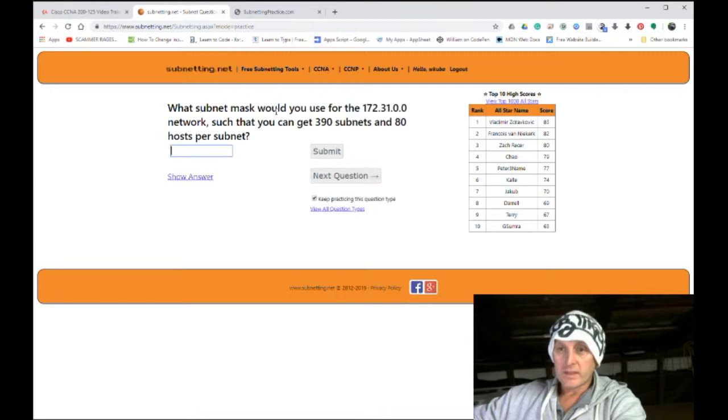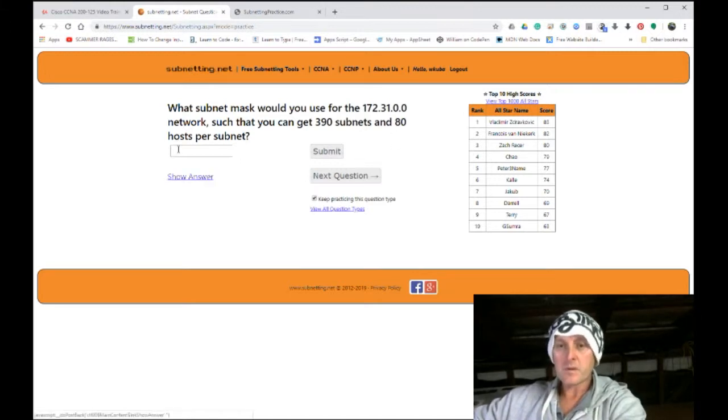What mask do we need to accommodate for 80 hosts? Like I said, really concentrate on this. Once you get really good, you could probably look at that and know automatically what this is, but while you're learning, just concentrate on the host. It's easier that way.